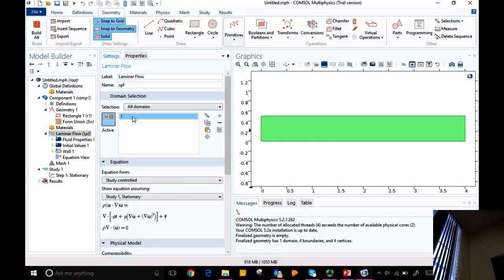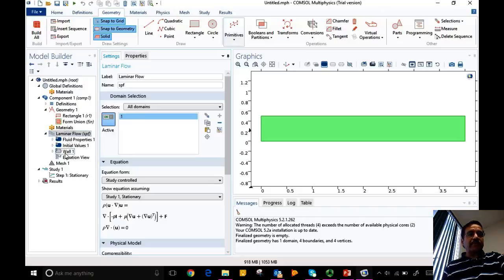COMSOL is called a multi-physics model because you can have different domains and different models in each one of them, and they can be coupled if you want. They can be coupled to heat transfer or even fluid flow. So domain 1 is identified with this particular model, and that domain must have boundaries. The next thing I need to look at is what the boundaries are.